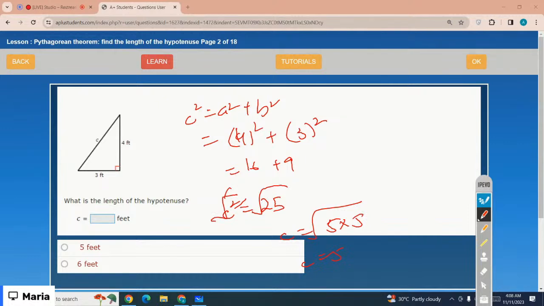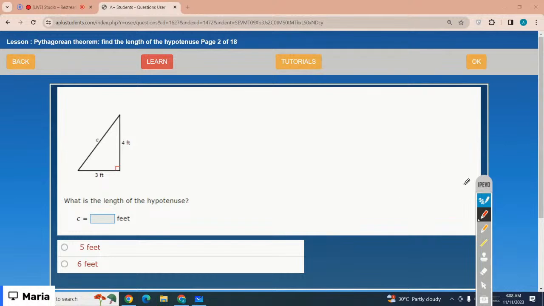So that means the missing side length is 5, right? You can see 5 is the highest side length of the other sides. The correct option is 5 feet.